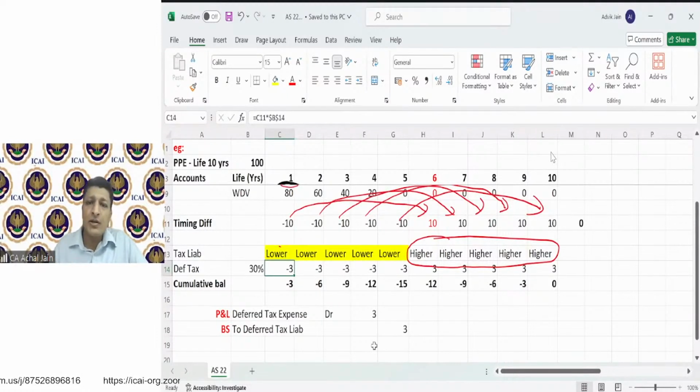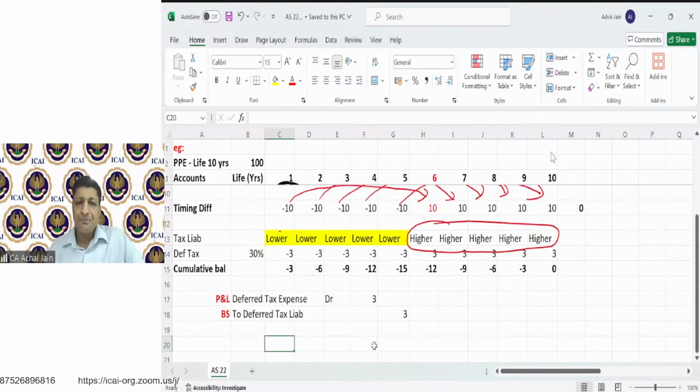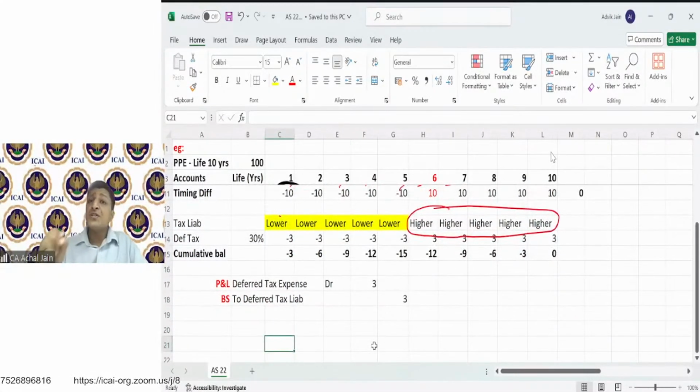So that tax rate you will consider, and accordingly you will create this deferred tax, whether it results in a deferred tax liability or a deferred tax asset. It could be either way. Now, similar to this deferred tax liability situation, there can also be a situation which may result in a deferred tax asset. Now, what could that situation be?